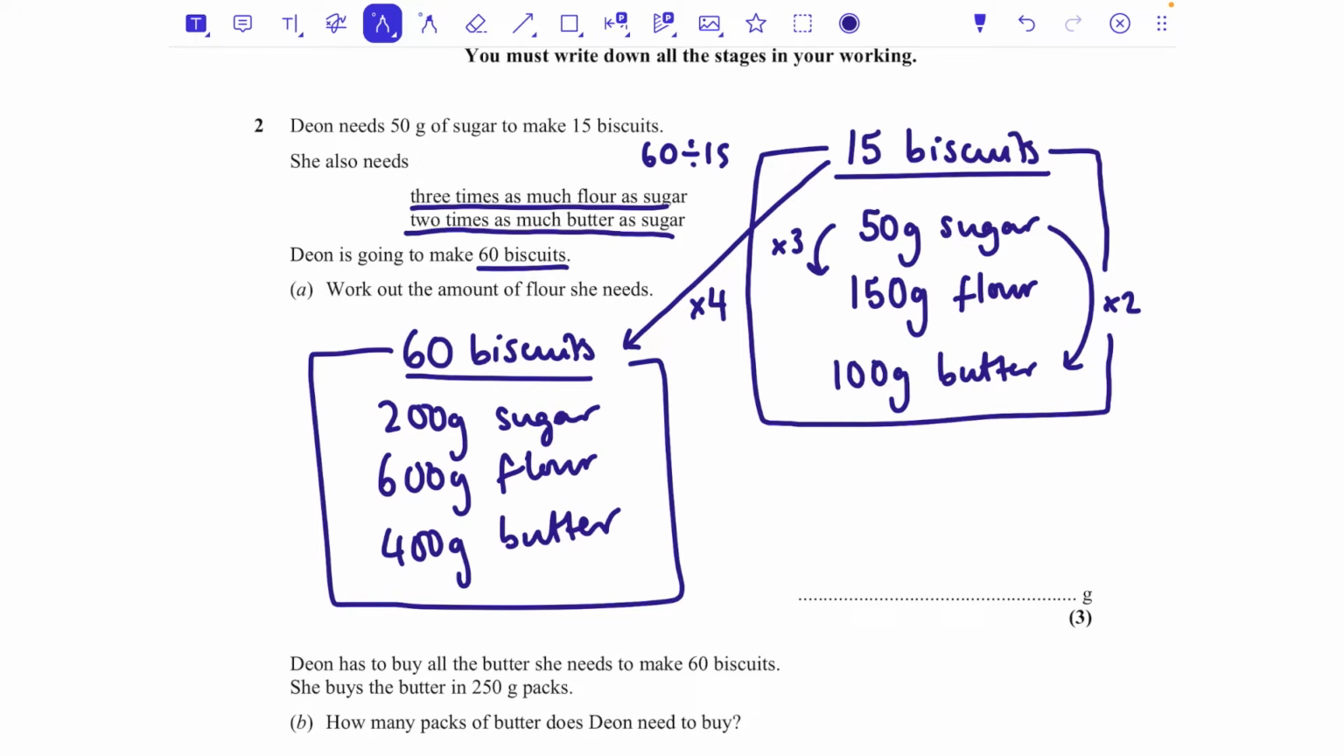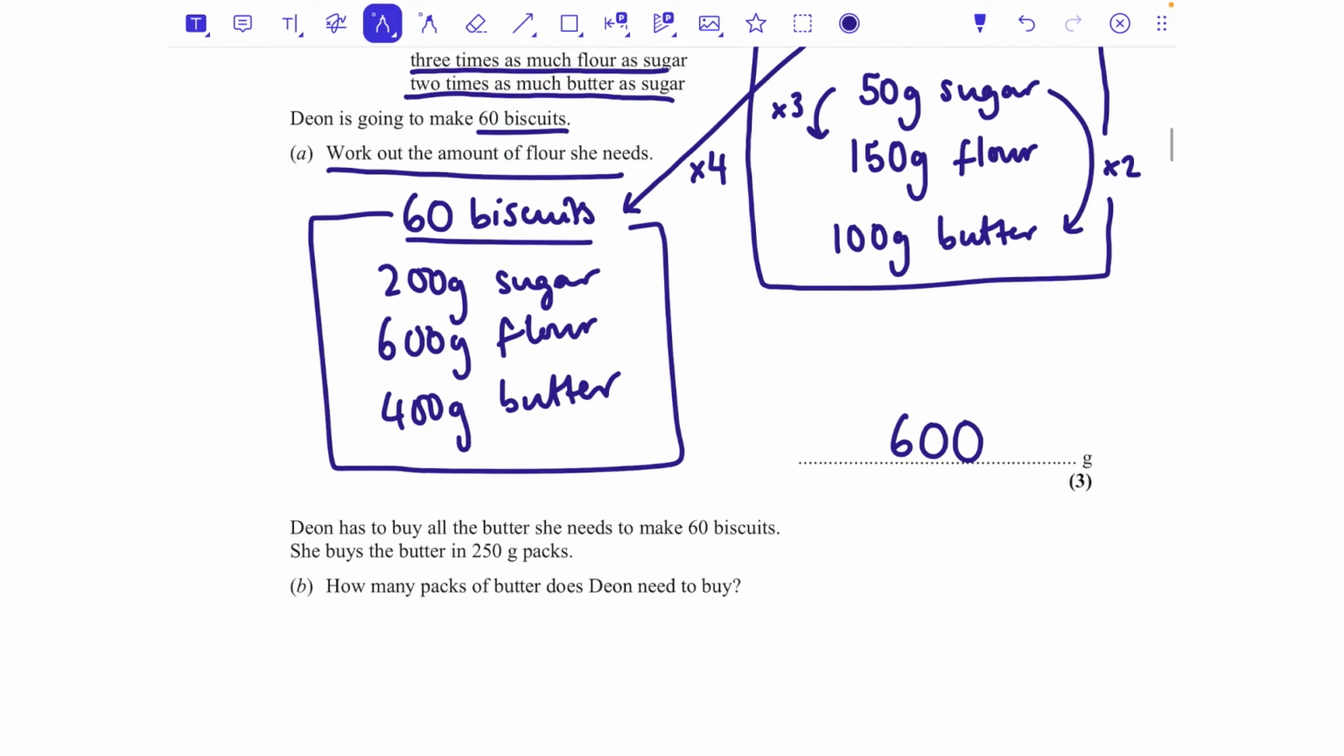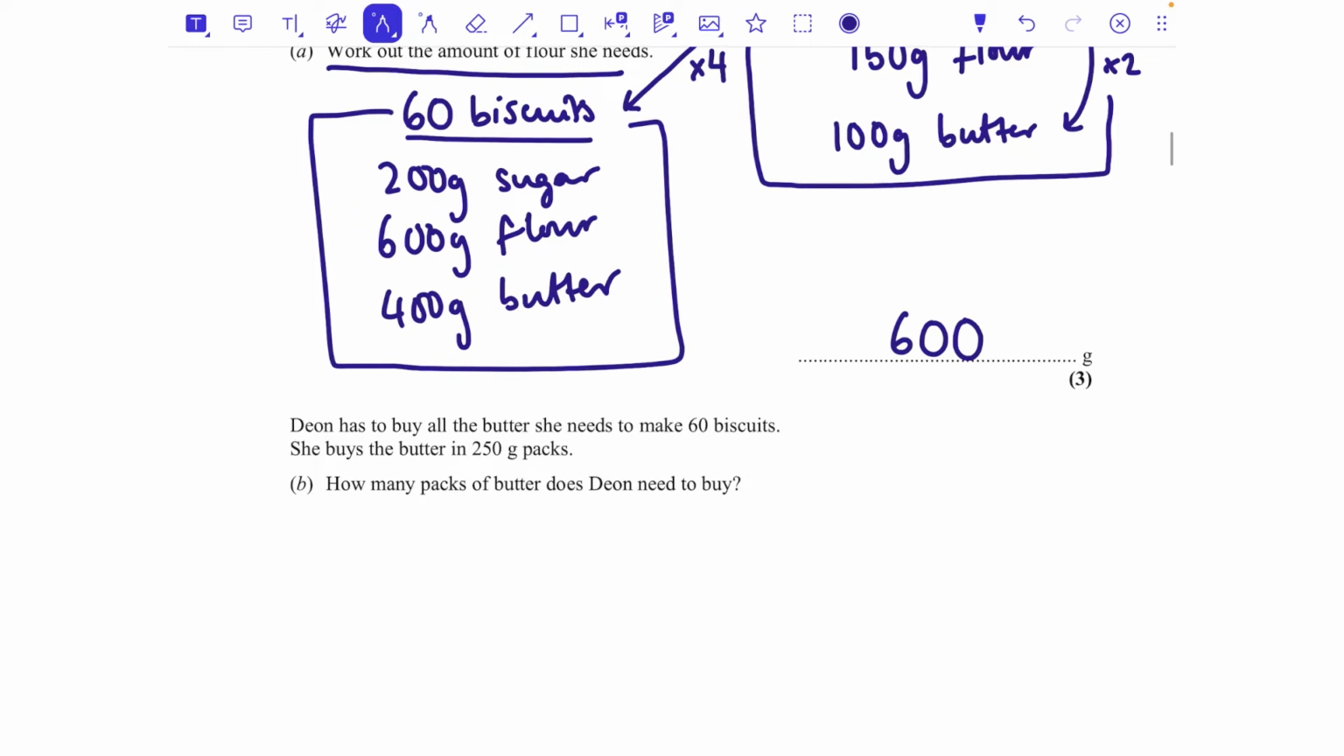So how much flour does she need? The question asked how much flour, so that's going to be 600 grams. There we go. Dion has to buy all the butter she needs to make 60 biscuits. She buys the butter in 250 gram packs. How many packs of butter does Dion need to buy?